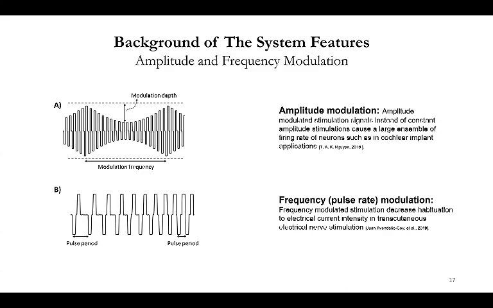And for other techniques to improve the stimulation efficiency, there are two: amplitude modulation and frequency modulation. In amplitude modulation, amplitude modulated stimulation signals instead of constant amplitude stimulation signals cause a large ensemble of firing rate of neurons, such as in cochlear implant applications. We will see this type of shapes. In frequency modulation, frequency modulated stimulation signals decrease habituation to electrical current intensity in transcutaneous electrical nerve stimulation.